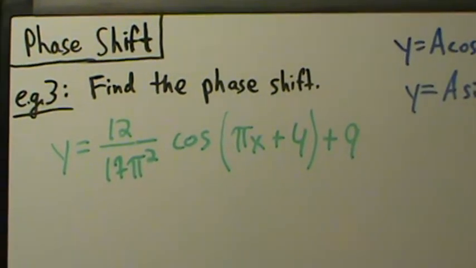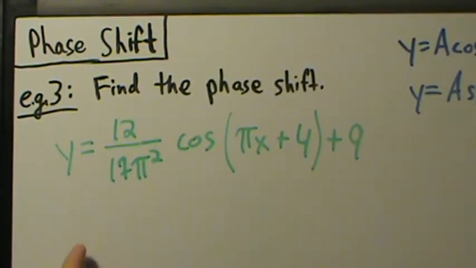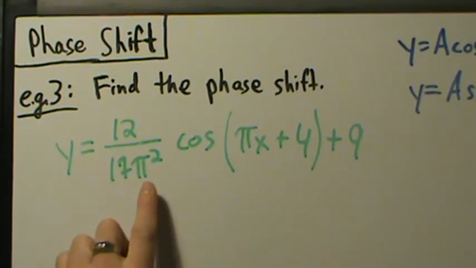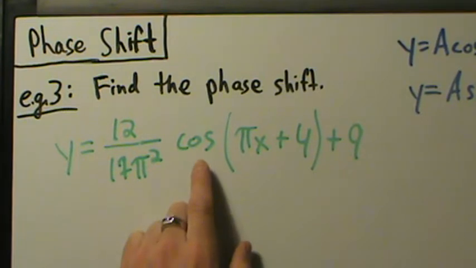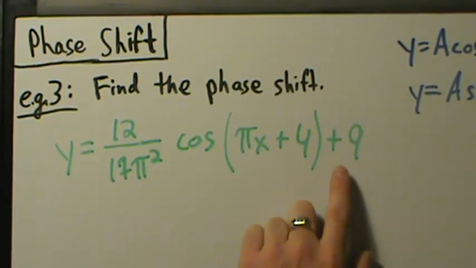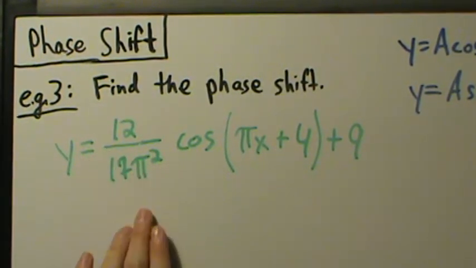All right, here's example 3 with phase shift. So we're going to find the phase shift. y equals 12 over 17 pi squared, that is an absolutely ridiculous number, times the cosine of pi x plus 4, and then plus 9. Okay, so why is such an absurd, crazy number?